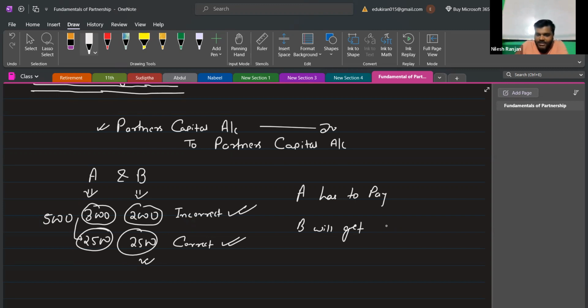Okay. So we will get the money. So A will pay 500 to the firm, and the firm will pay 500 to B. So what we do, we pass a single entry, not two entries, that for receiving the money from A and for payment to B, we are not passing two entries. We will pass a single entry, which is A capital account debit to B capital account.